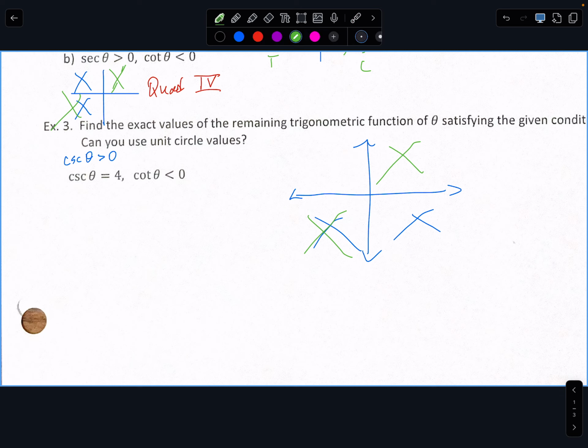So for my angle in standard position, I'm going to rotate around, and I'm not really worried about where I end up. I'm going to just create a triangle. This is my terminal side. As I rotate, drop a perpendicular always to the x-axis, never to the y. And this cosecant of theta being 4, you need to think of it as 4 over 1.